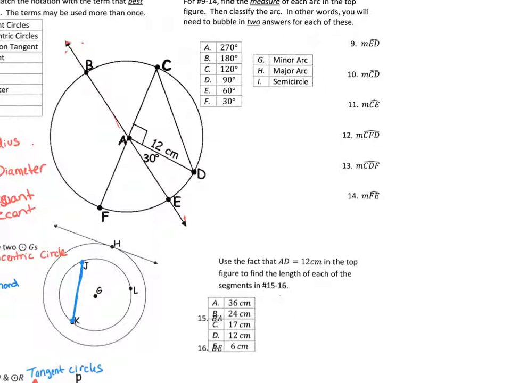Okay, questions 9 through 14 deal back with the original first circle that we just talked about from the other side. And so the first one asks us for the arc measure ED. And so here's the arc right out here. Remember, it matches up with that central angle measure. So this arc measure is 30 degrees. And since it's a small arc, we call it a minor arc.